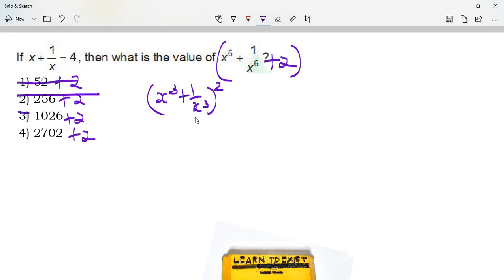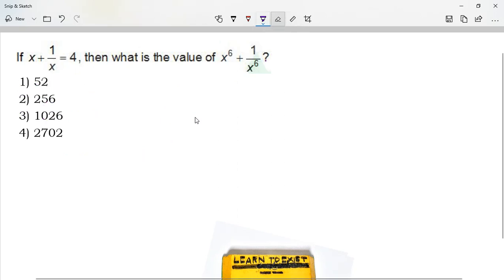And 1028 is not a perfect square. 2704, there's a possibility that it is a perfect square. 04 fits the criteria of a perfect square. So since we can eliminate all the other options, this should be the answer. Okay, so that's the easy way to do this.